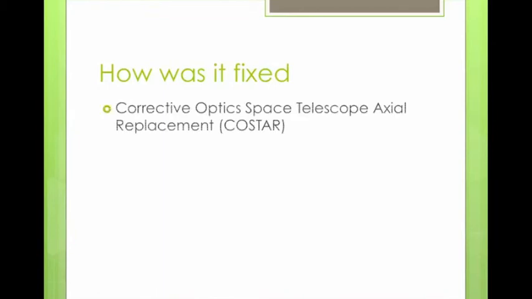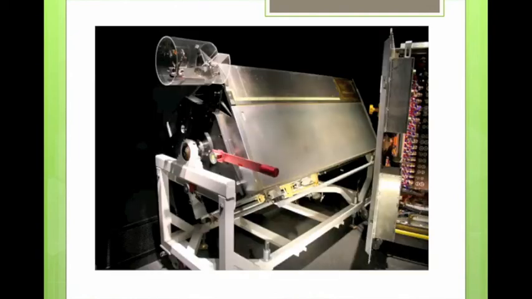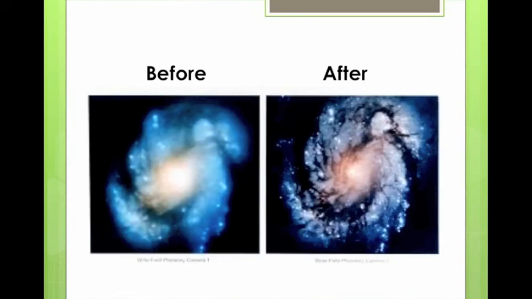The COSTAR system was implemented by astronauts during a scheduled maintenance trip in 1993. By 2002, all instrumentation that required COSTAR had been replaced by instruments each with their own corrective optics. The COSTAR system is now on permanent display at the NASA Museum. These images show the dramatic difference before and after the COSTAR replacement system.